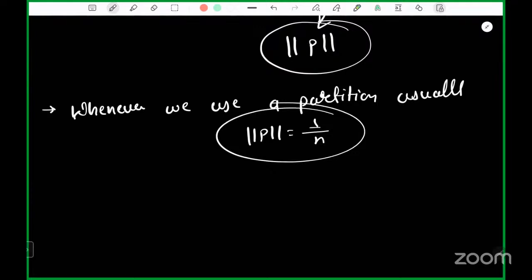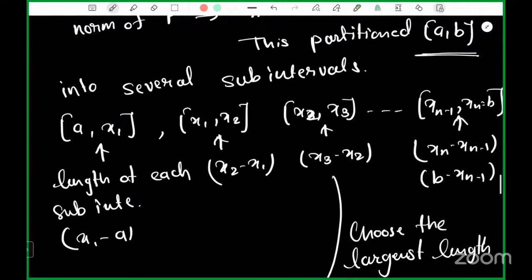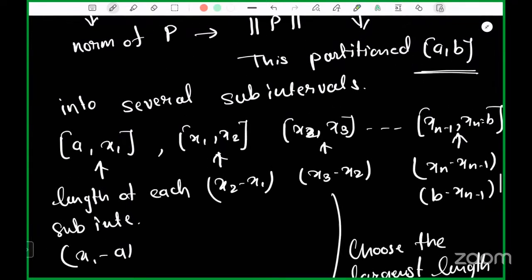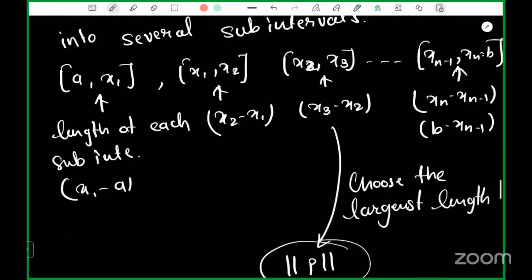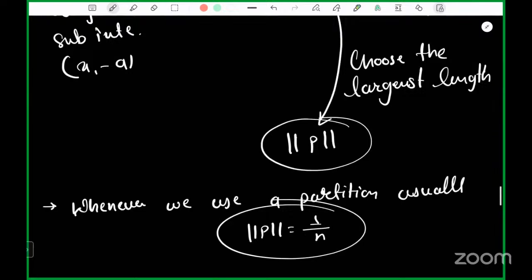So we try to partition a closed interval AB into some n number of subintervals. Now this n could vary. It is possible that you want to partition it into 2 subintervals or 3 subintervals or 4 subintervals, right? So according to that you can select your points x0, x1, x2, x3, and so on. So this number is known to be the norm of P.